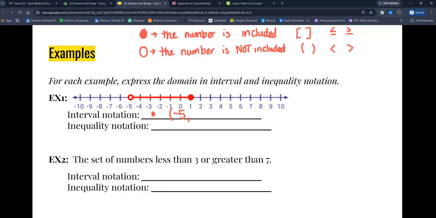Then we're going to put a comma, and then we're going to go see where the graph stops. That's at 1. Should I use a bracket or a parentheses there? Bracket, because that one's colored in. Now, it does look weird. But what this is telling you is all the numbers between -5 and +1. We do not include -5, but we do include +1.